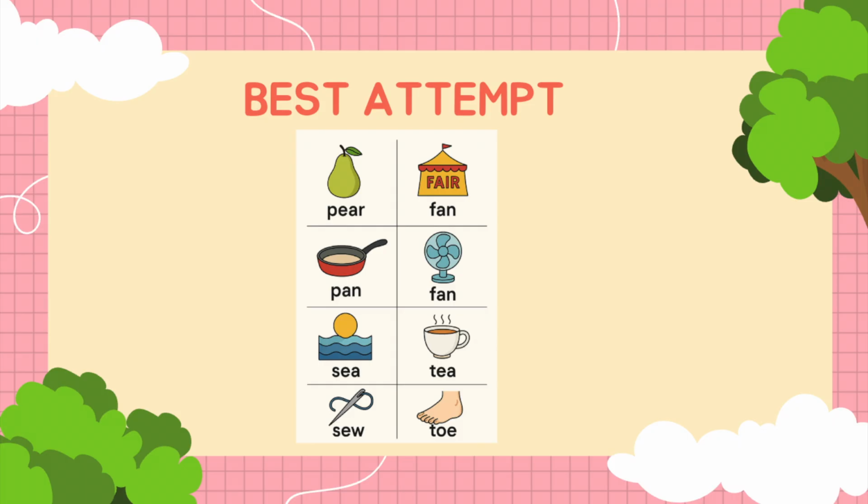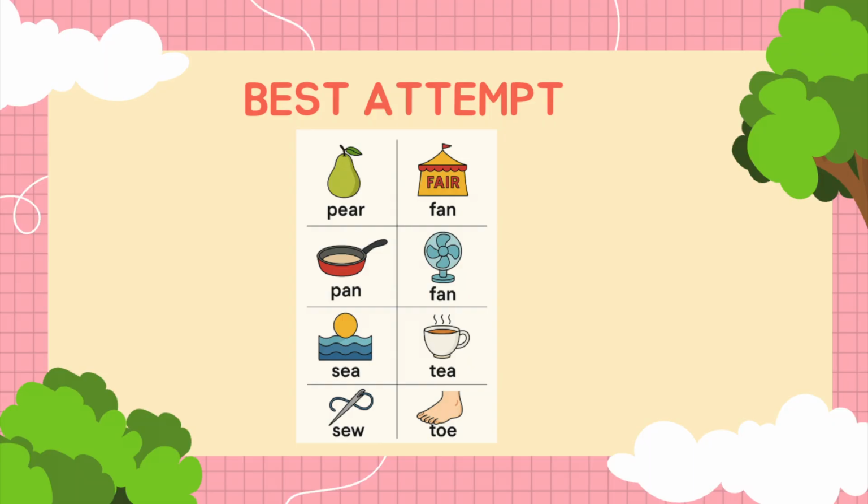Here we have ChatGPT's best attempt at our minimal pairs activity. As you can see, the first minimal pair has the correct pictures, but the second card has the incorrect word. It should be fair, and instead it says fan. It would have been easier if ChatGPT just didn't put fan at all for that picture and just kept the fair.